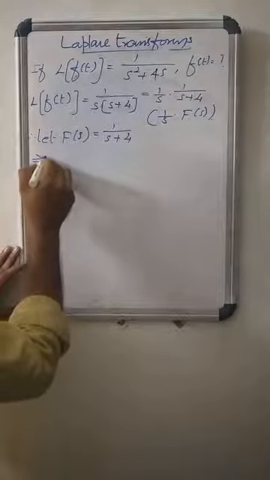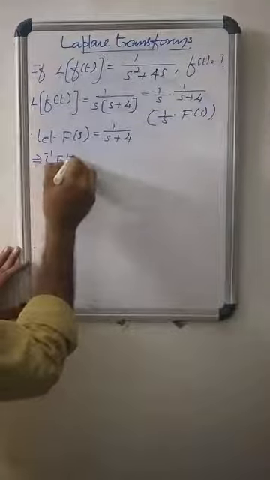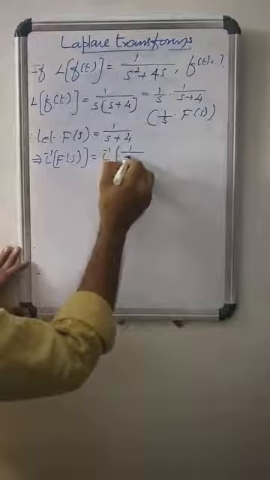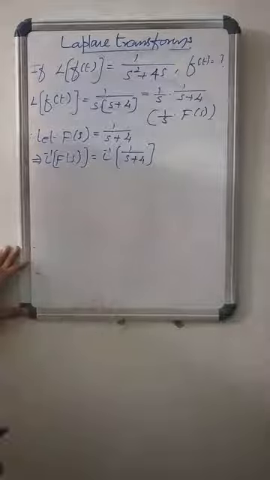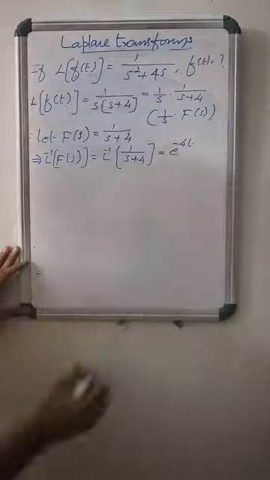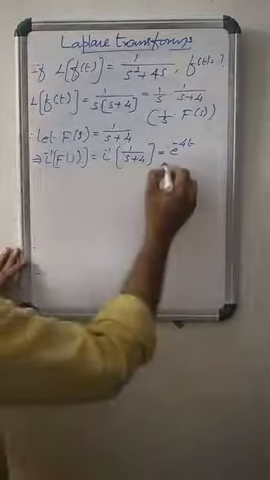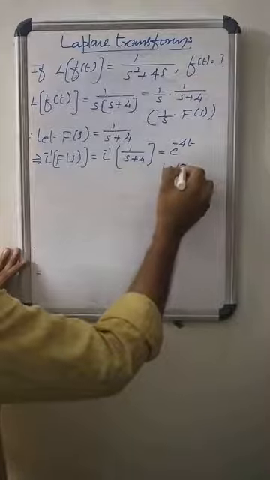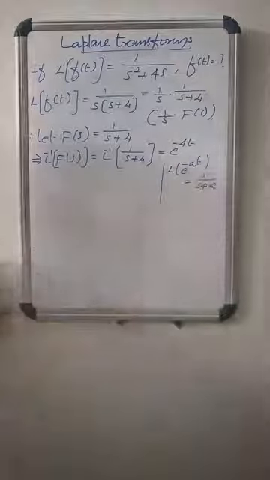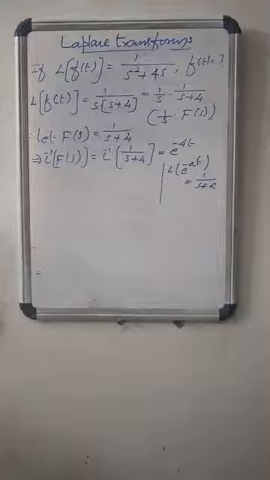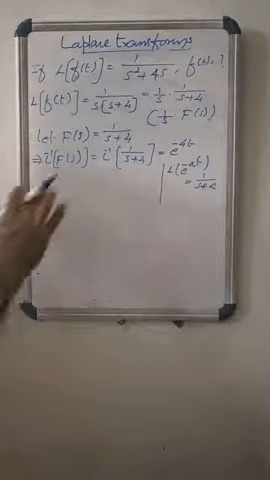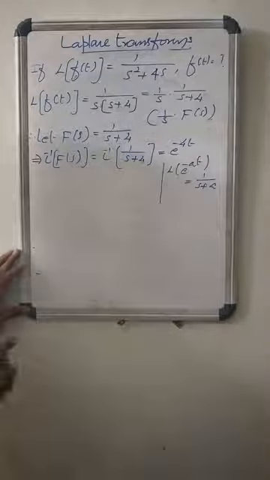This implies L inverse of F(s). What is L inverse of F(s)? L inverse of F(s) is L inverse of 1 by s plus 4. So what is L inverse of 1 by s plus 4? It is e power minus 4t. Why? We know that L{e power minus at} is 1 by s plus a. Thus L inverse of 1 by s plus a is e power minus at. Therefore L inverse of 1 by s plus 4 is e power minus 4t.